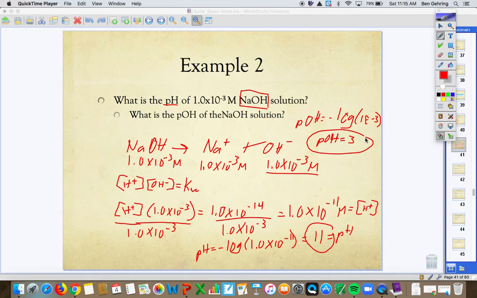Okay, now there's a shortcut for this. So we've talked about how hydrogen concentration times hydroxide concentration equals my Kw, which is 1.0 times 10 to the minus 14th.